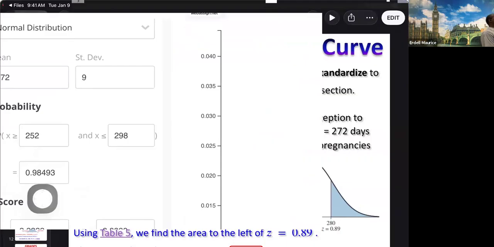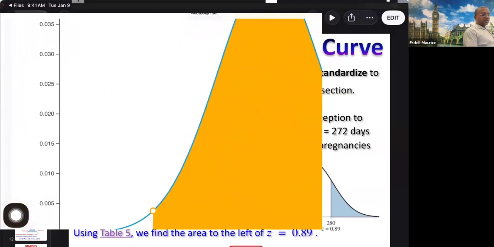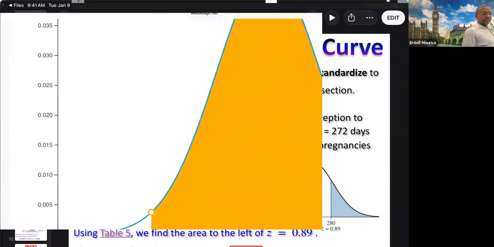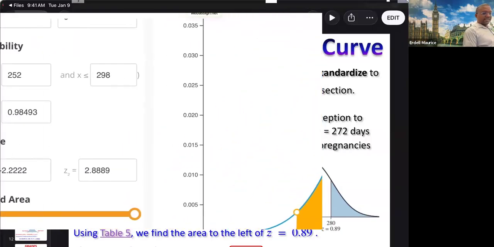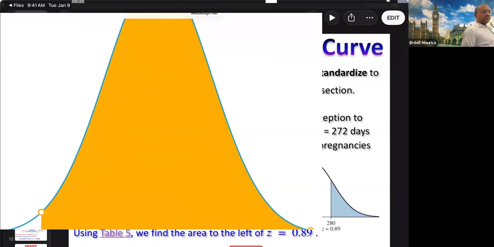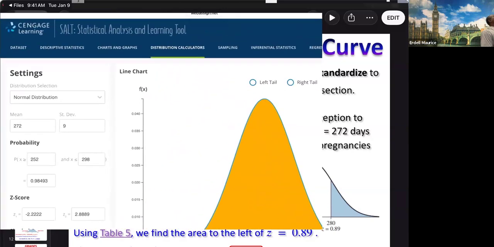Questions there? Also note right here, it calculates the two z-scores for us if we needed them. You can see the z-scores down here, negative 2.2, and then over here, negative 2.8. These are your two z-scores, and it has shaded the window for you. Questions there? Comments, queries, concerns?